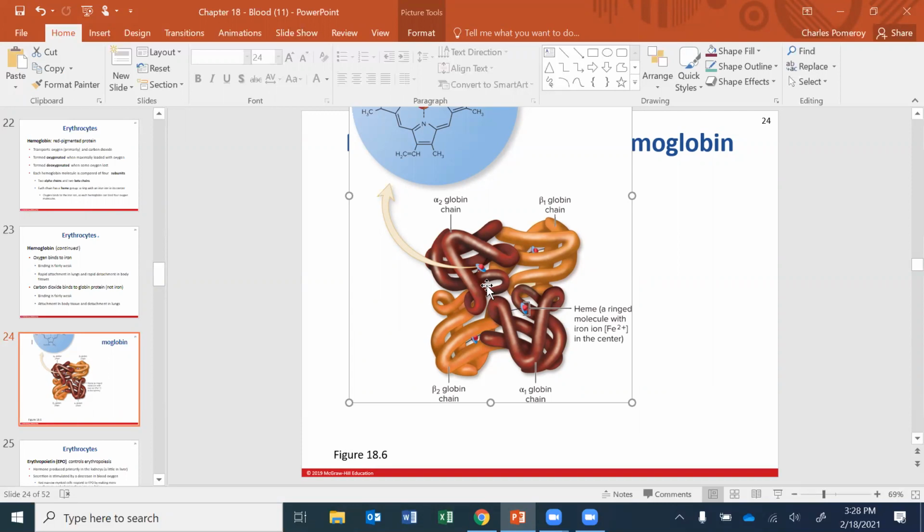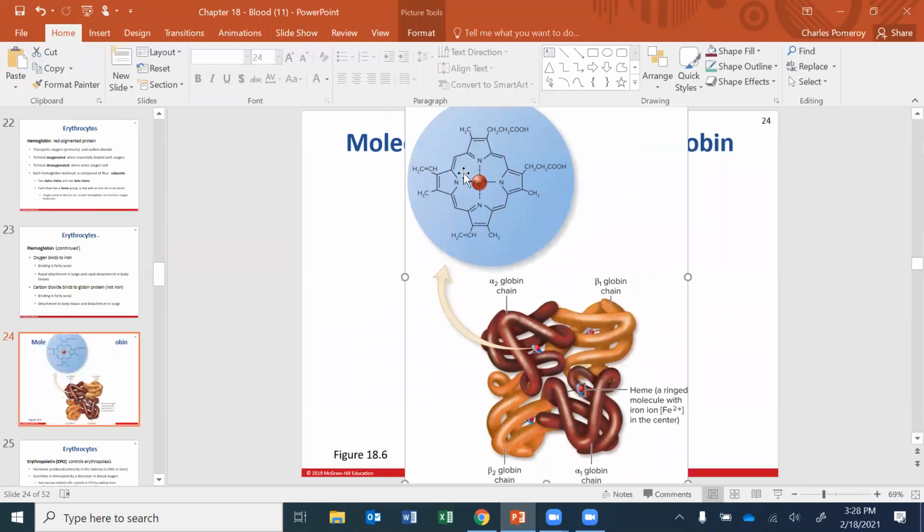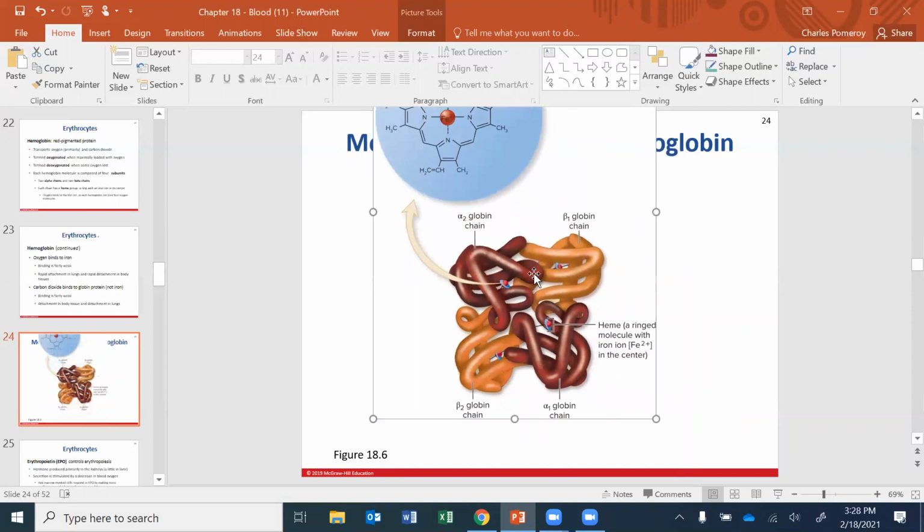Because in each one of these protein subunits, there is a molecule with iron in the middle. So this right here is a picture of that molecule. That's called a heme group. And in this picture, it looks like a little planet, like Saturn, with a little ring around it. And you see it represented like that a lot.